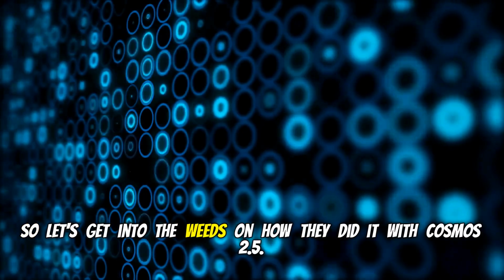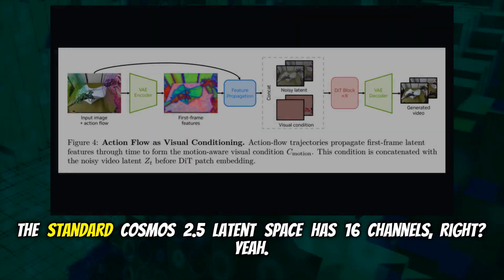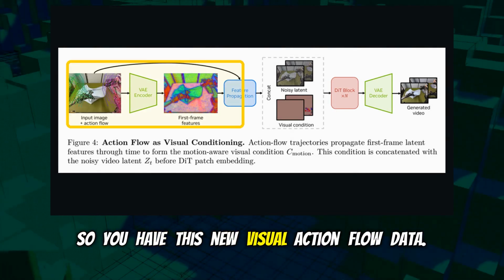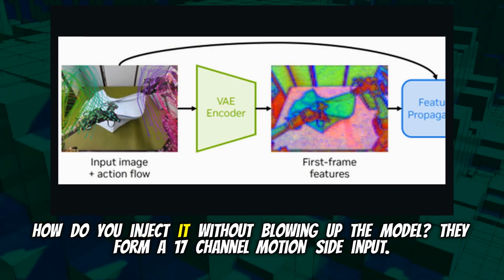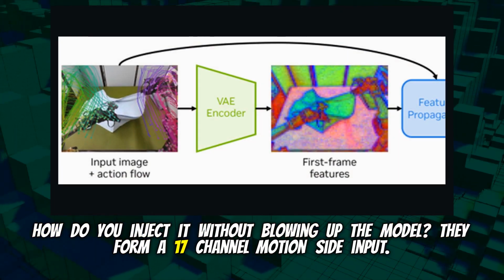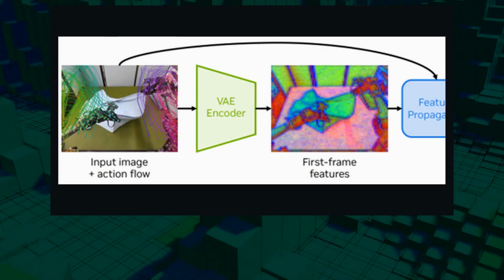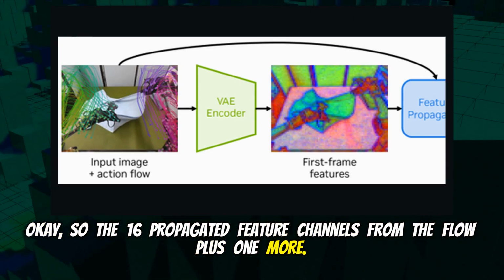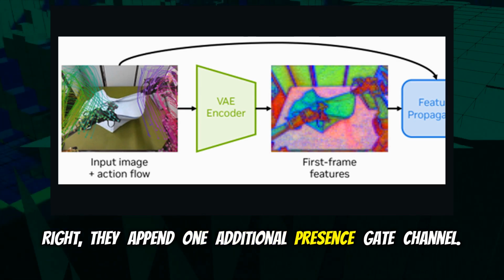So let's get into the weeds on how they did it with Cosmos 2.5. The standard Cosmos 2.5 latent space has 16 channels, right? Yeah. So you have this new visual action flow data. How do you inject it without blowing up the model? They form a 17-channel motion side input. Okay, so the 16 propagated feature channels from the flow plus one more. Right, they append one additional presence gate channel.